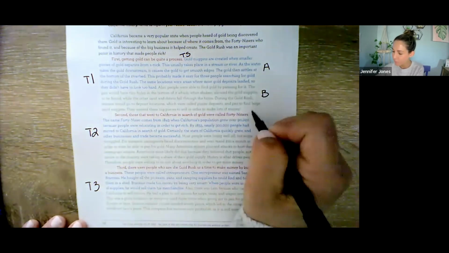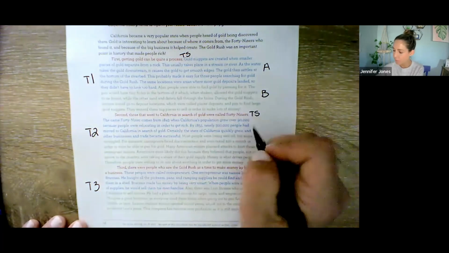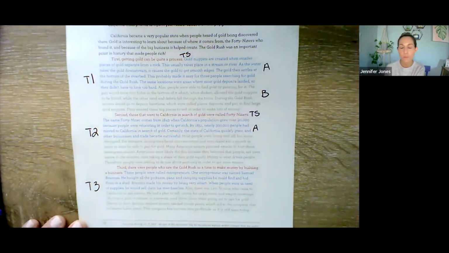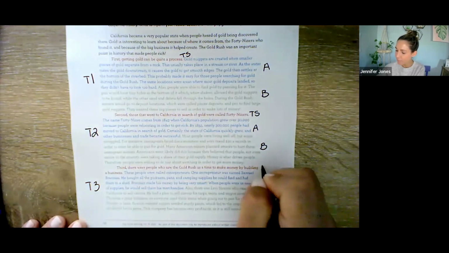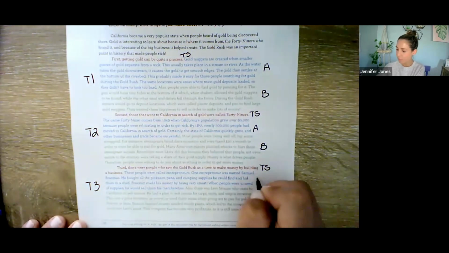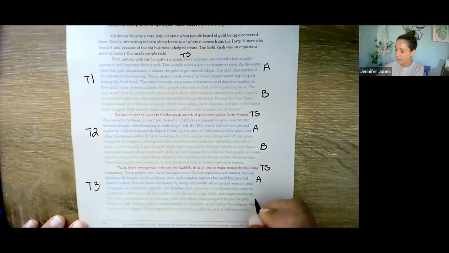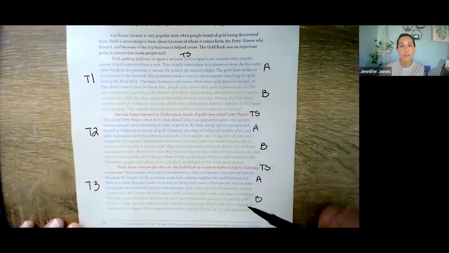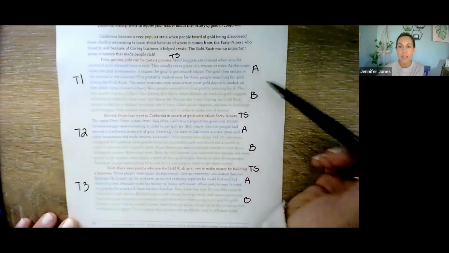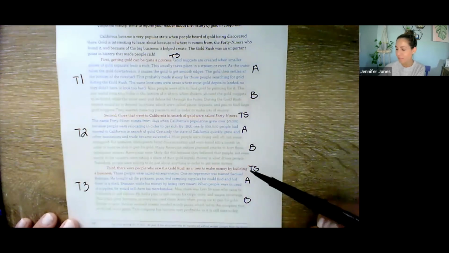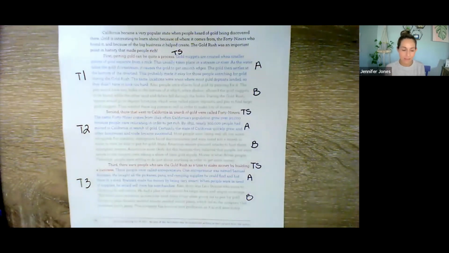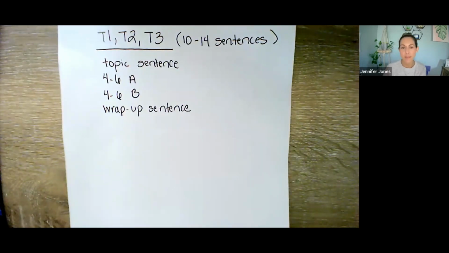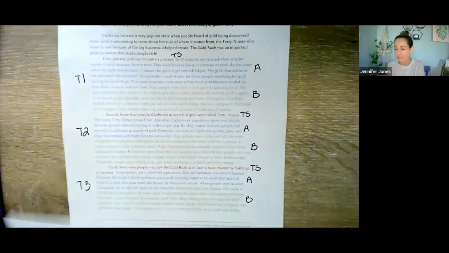Let's look at T2. Topic sentence in red. 4 to 6 sentences about our A subtopic in blue. 4 to 6 sentences about our B subtopic in green. Let's look at T3. Topic sentence in red. 4 to 6 A in blue. 4 to 6 B in green. Do you see how the structure of each middle paragraph is the same? Topic sentence, AB. Topic sentence, AB. Topic sentence, AB. Now, this essay doesn't have that very last part of a paragraph, a wrap-up sentence, because that hasn't been added yet. But don't worry, we will learn how to do that together.